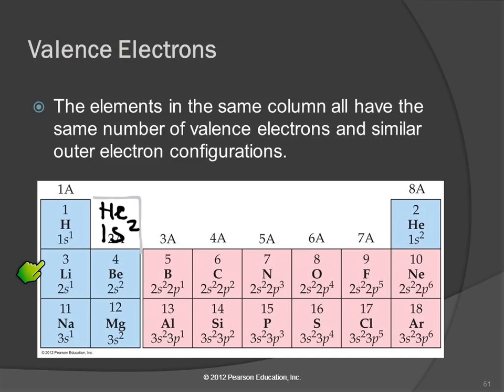This part of the periodic table is 2 columns wide. And that's not a coincidence. That corresponds to the s orbital holding 2 electrons. This part of the periodic table is 6 columns wide. It's not a coincidence. It corresponds to the 6 electrons that fit into the p subshell.